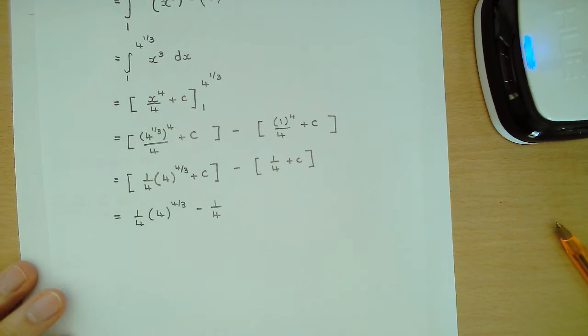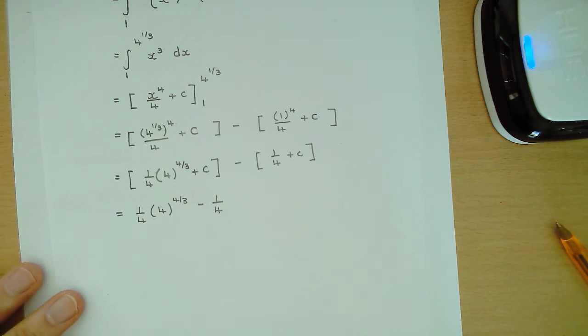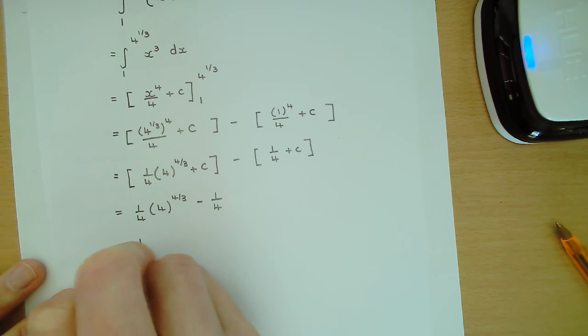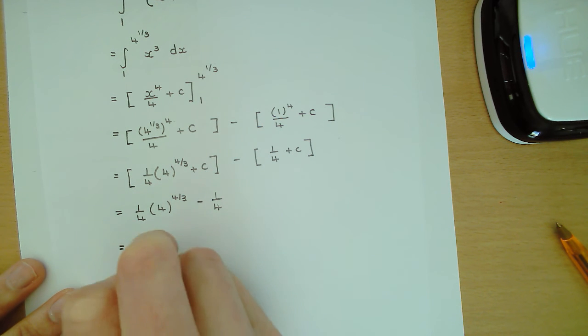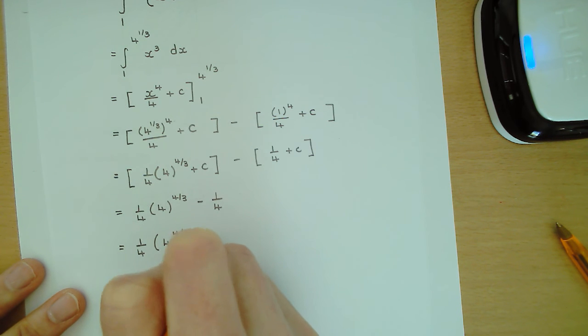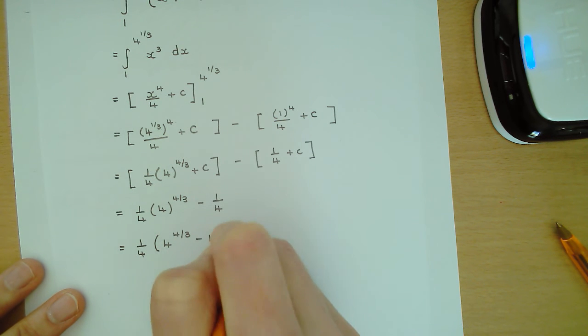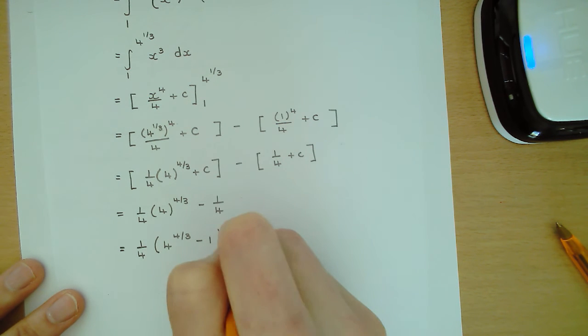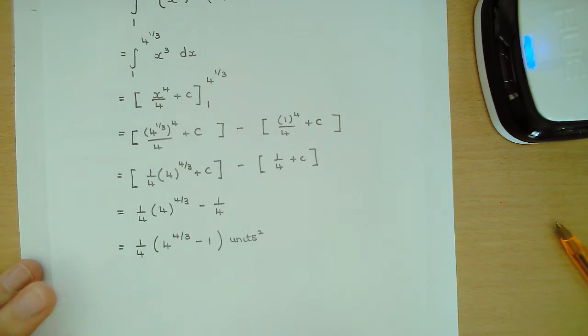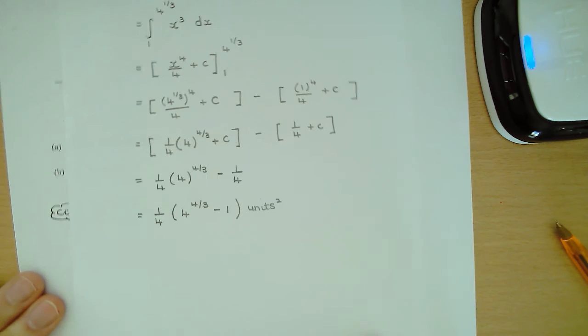So again, what we can do here is lift out a quarter, we could factorize it. So we're going to have a quarter upon 4 to the power of 4 thirds, and then minus 1. And that's going to be units squared. So again, keeping everything exact. So now let's get the overall area.